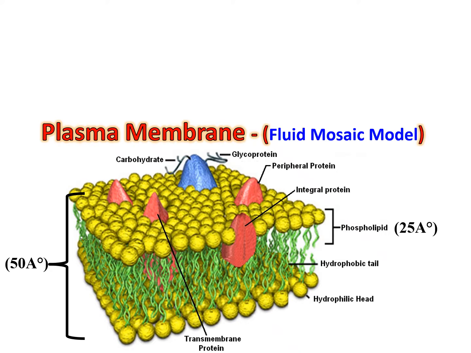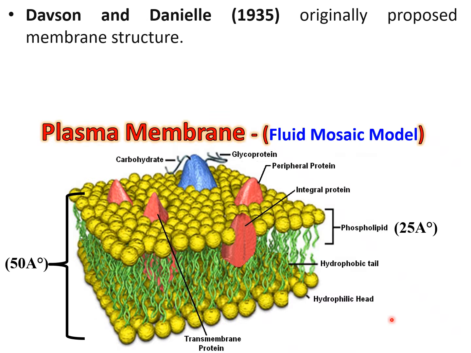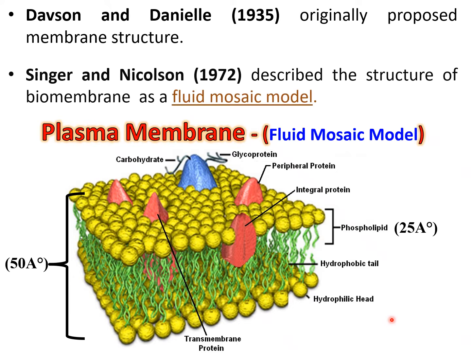So now comes the 5-mark question, fluid mosaic model. This is a very important 5-mark question for the university exam. First you should write the definition of plasma membrane as I've told in the previous slides. Next we have to tell who proposed this model. Davson and Danielli in 1935 originally proposed a membrane structure. Singer and Nicolson described the structure of biomembrane as a fluid mosaic model.